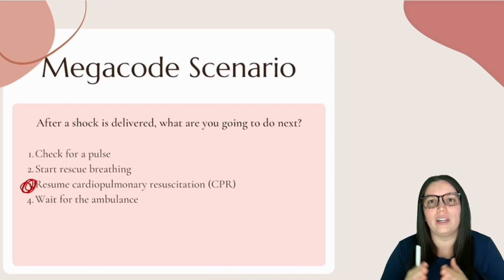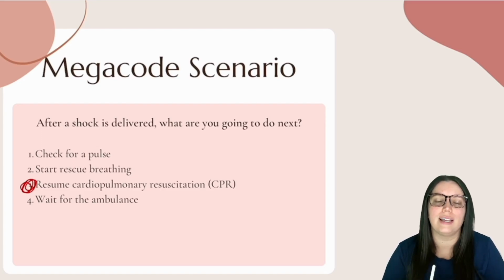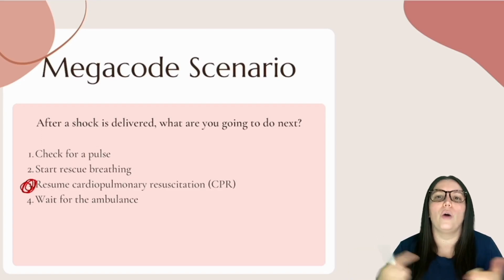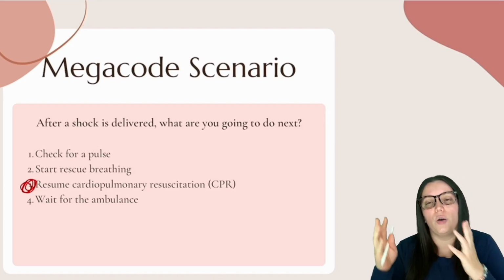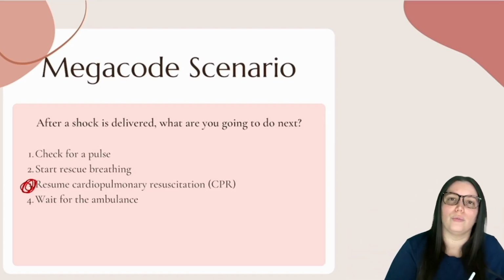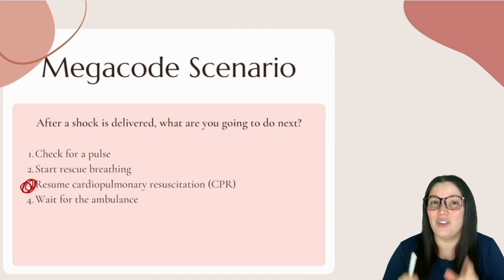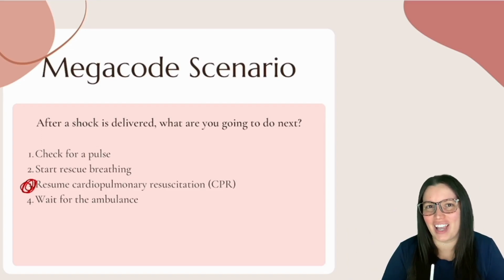The most important thing when it comes to 2 rescuer CPR is that you want to be able to switch roles. Somebody shouldn't be doing CPR the entire time. Somebody shouldn't be doing rescue breaths the entire time. After each round of CPR, which is usually like 5 rounds of compressions or every 2 minutes, you're going to want to switch those roles. So whoever was doing rescue breaths will now do compressions, and whoever was doing compressions would now do rescue breaths. That is how you are going to pass your AHA BLS 2-person Megacode.